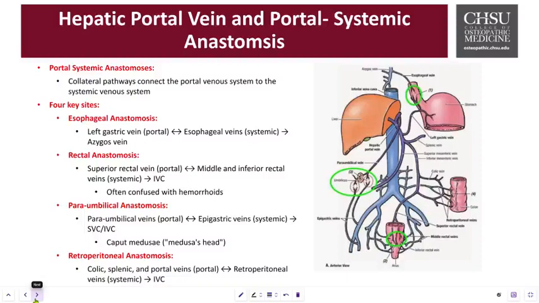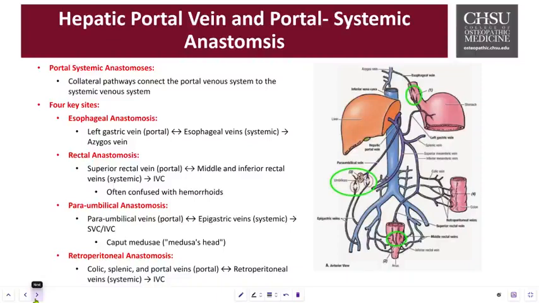There are several anatomical locations that connect the portal and systemic systems, and they become critical during portal hypertension. So the esophageal anastomosis connects the left gastric vein where it meets the esophageal vein. The rectal anastomosis is where the superior rectal vein meets the middle and the inferior rectal veins, oftentimes confused with hemorrhoids. The paraumbilical veins meet with the epigastric vein when there's rising pressure that leads to varices, such as esophageal varices, which can then rupture and cause life-threatening bleeding.